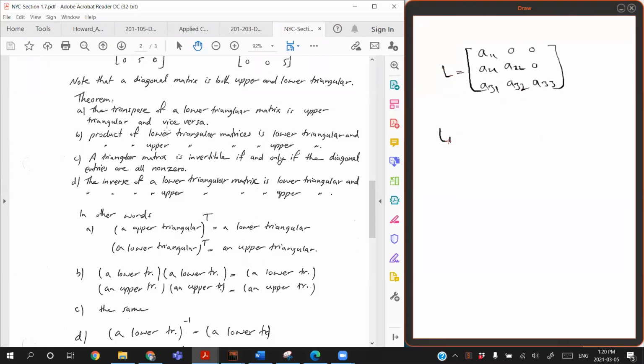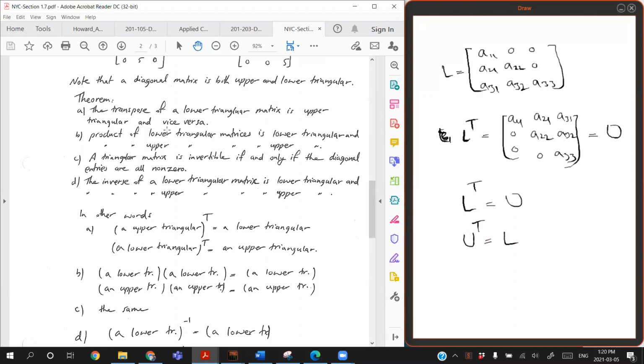Now, what happens if I find the transpose of L? The first row becomes the first column, A11, 0, 0. Then the second row becomes the second column, A21, A22, and 0. And the last row becomes the last column, A31, A32, A33. As you can see, this matrix is upper triangular. So generally, the transpose of a lower triangular matrix is upper triangular, and the transpose of an upper triangular matrix is lower triangular.